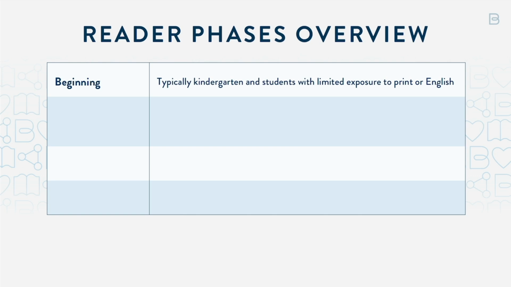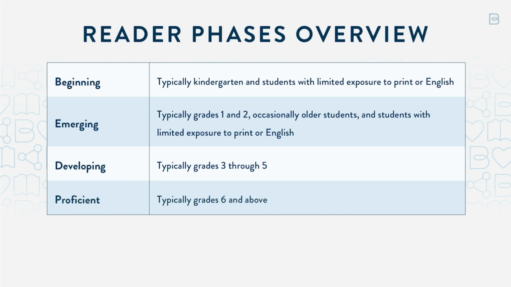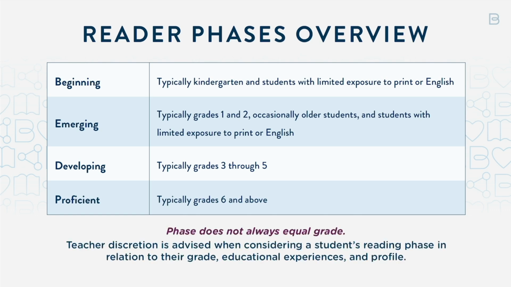Some students with limited print or exposure to English are also beginning readers. Emerging readers are your students in grades 1st and 2nd. Typically developing readers are in grades 3 through 5, and proficient readers are typically in grades 6 and above. It is important to note that the phases do not always equal grade level.